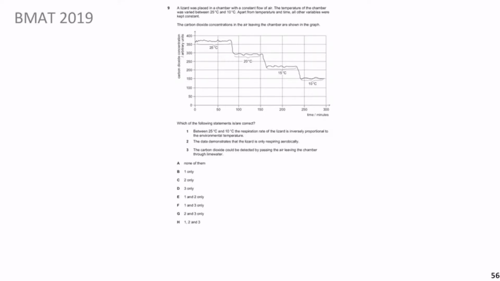So the first question was BMAT 2019 question 9. Let's read this together. It says a lizard was placed in a chamber with a constant flow of air. The temperature of the chamber was varied between 25 and 10 degrees, and apart from temperature and time, all other variables were kept constant. The carbon dioxide concentration in the air leaving the chamber is shown in the graph. You have the carbon dioxide concentration on the y-axis, and time in minutes on the x-axis. It asks which of the following statements is or are correct.